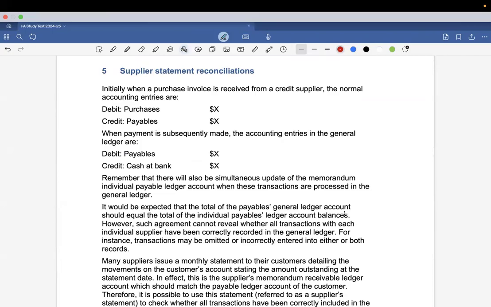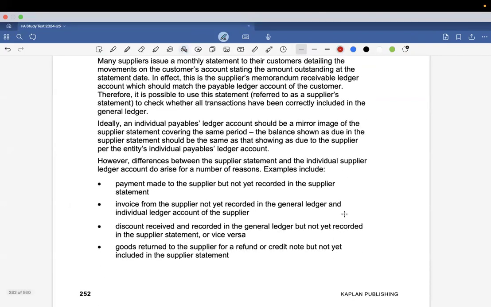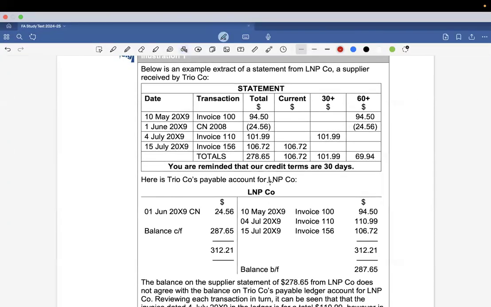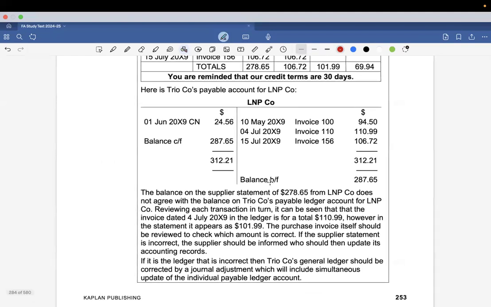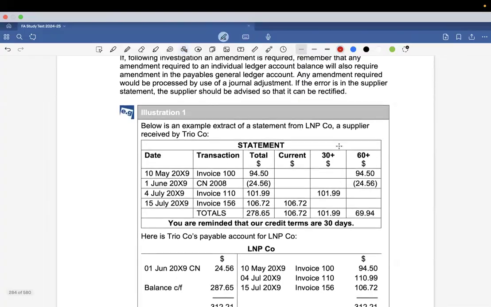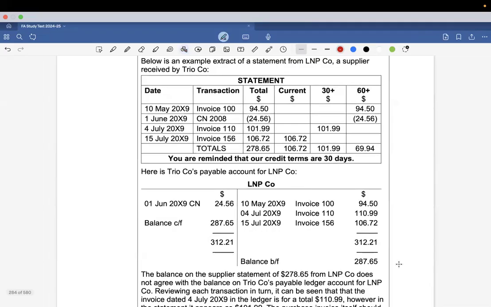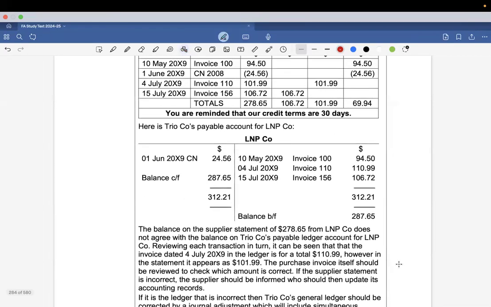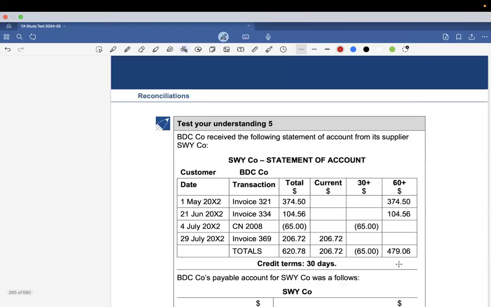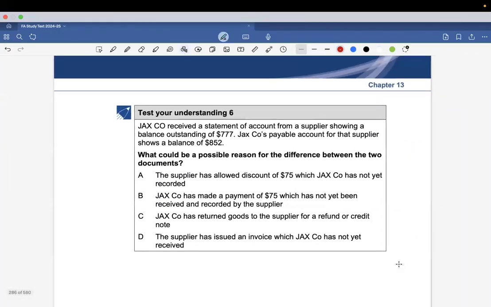Clear now? So this is the typical example of how a statement looks. Since you are working in this field, you already know how it looks, right? So this is the statement that the supplier would give you, and this would be the account that they have prepared. Now you're going to compare what they have given to you with the amounts that you have prepared, and then find the differences and talk to them, right?